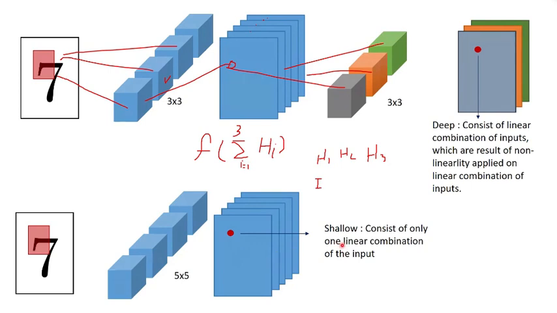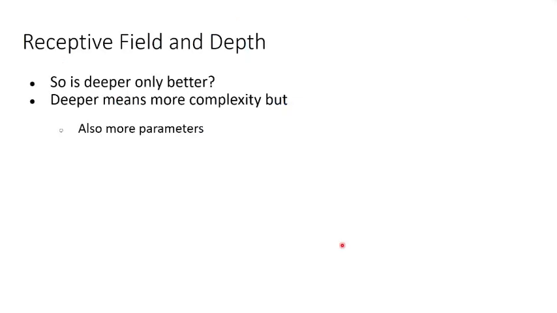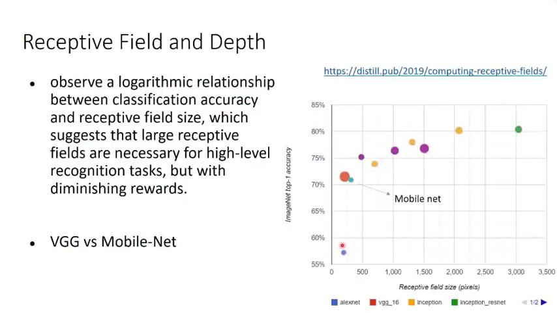Okay, so it's not just the receptive field, it's complexity also that we require. Now the question is how the depth affects the receptive field. So they did this study where they took different networks, different architectures that exist, and they plotted their ImageNet top one accuracy.